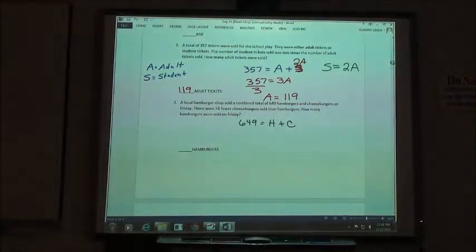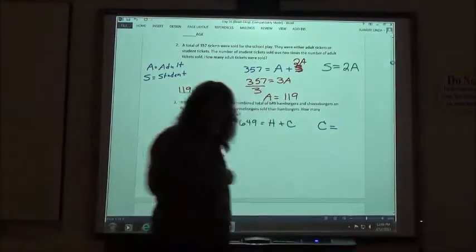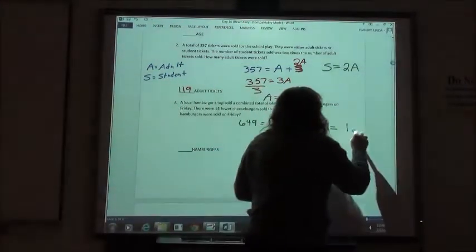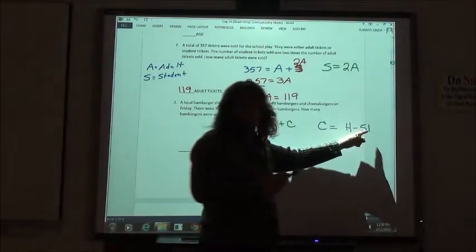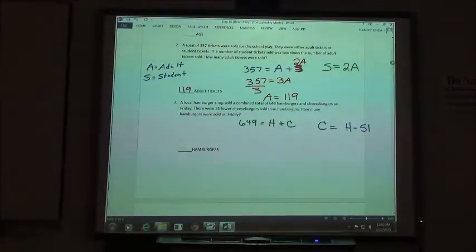Now this one's a little trickier to write, but we did these the other day. There were 51 fewer cheeseburgers sold than hamburgers sold. The whole key is which one is mentioned first. Cheeseburgers. So I'm going to start my new equation with C equals something. C equals H minus 51, right? 51 fewer than the hamburgers. Nope, because it doesn't say 51 fewer than twice the hamburgers.